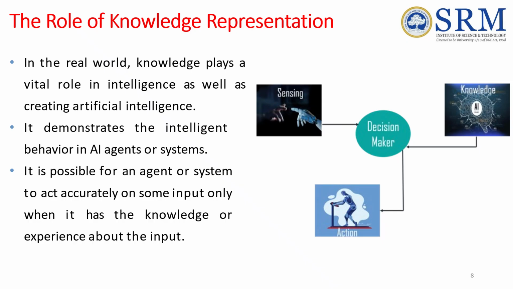Decision making is the brain of the AI system. It analyzes the sensed data together with the knowledge to choose the best action. It receives the information from sensing, consults the knowledge base, and selects the most appropriate action. For example, sensing detects a red signal, knowledge says red means stop, and decision making decides to stop the vehicle.